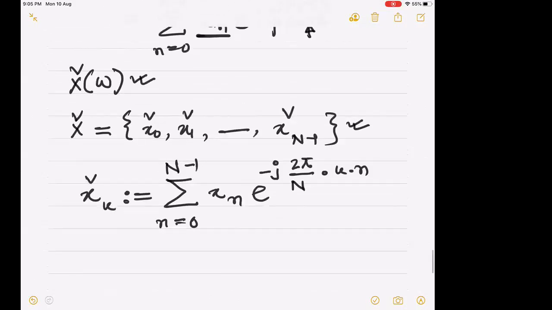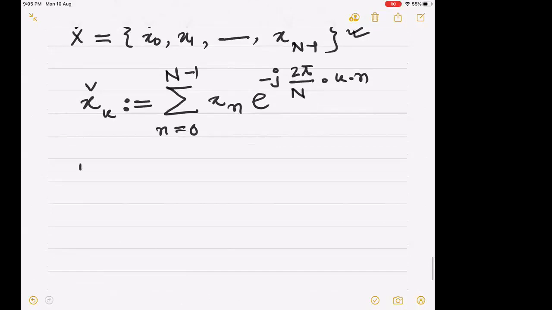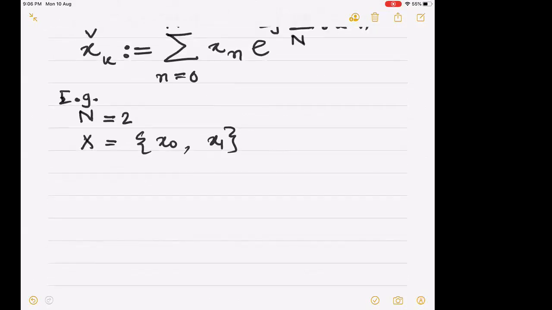Indeed, for example, suppose we have a situation when n is just equal to 2. So in that case, n equal to 2 would mean my sequence x is just x0 and x1. All right. So in this situation, I will have x check omega given by x0 plus x1 e to the power minus j omega tau.